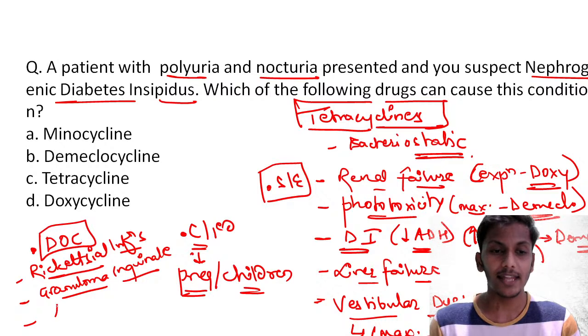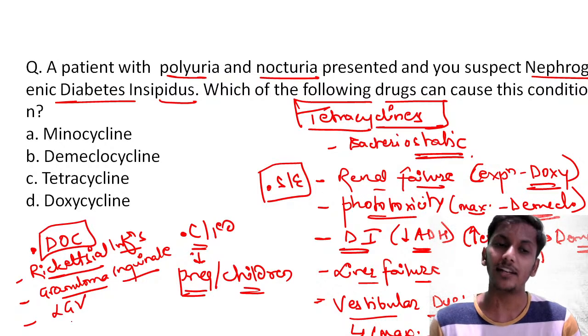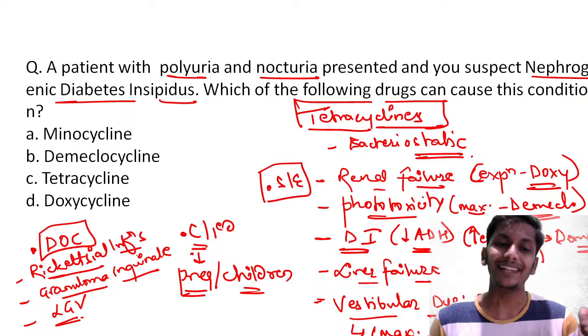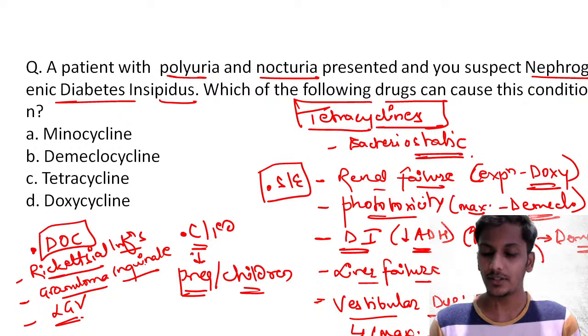Third condition is your LGV, that is lymphogranuloma venereum. Again, it is a genital ulcer. Okay, it is a sexually transmitted infection. In that there would be enlarged lymphadenopathy along with genital ulcer. And in this condition also the drugs of choice are tetracyclines.